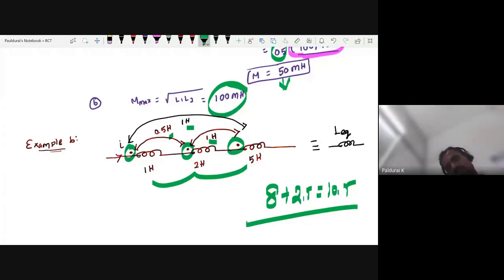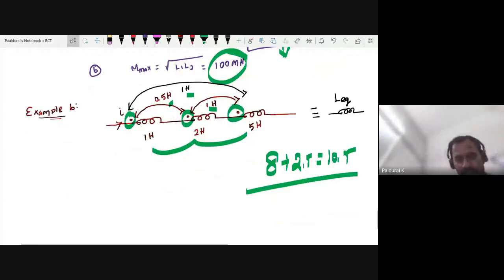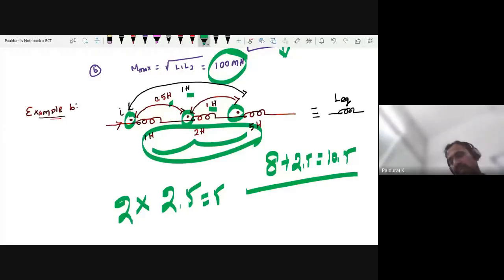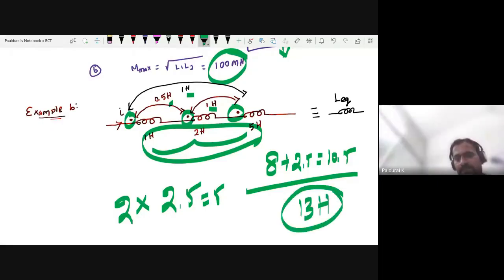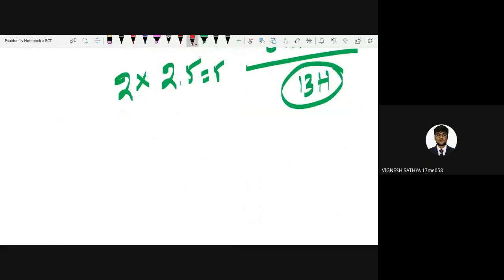I made one mistake intentionally. Try to rectify me. L1 plus L2 plus L3, 1 plus 2 plus 5, it is 8. Okay. But 0.5 plus 1 plus 1, it is 2.5. But it is multiplied by 2, right? So 2 times 2.5 will give you 5. So 8 plus 5, 13 Henry. Please verify for yourself. Okay. Vignesh got it? Yes, sir.